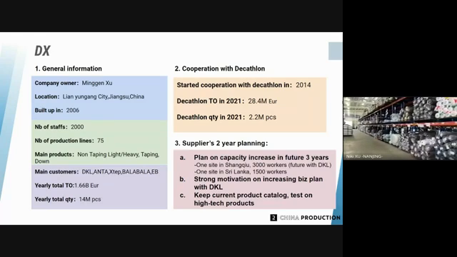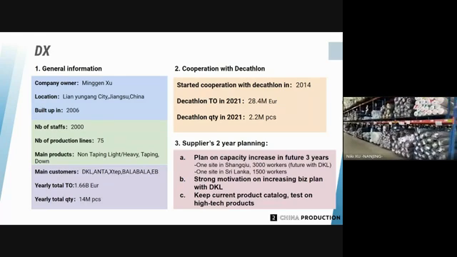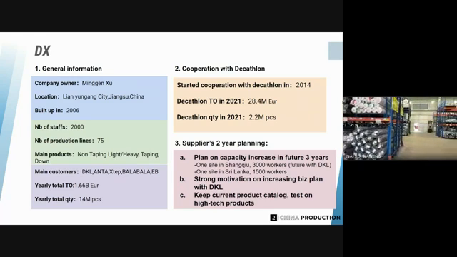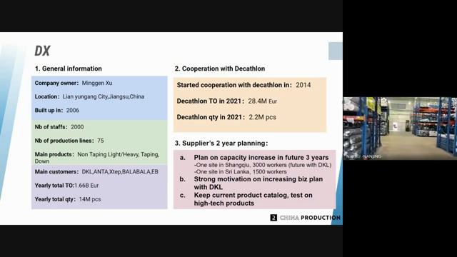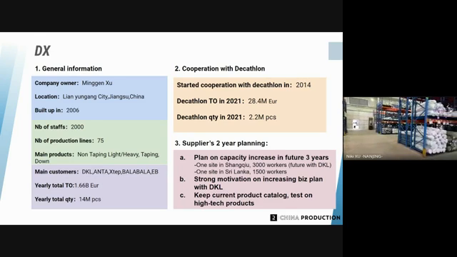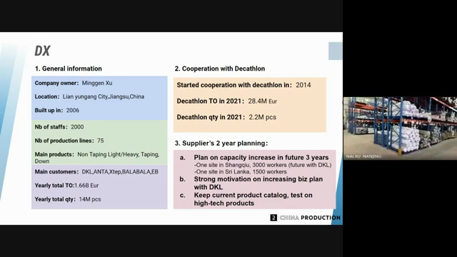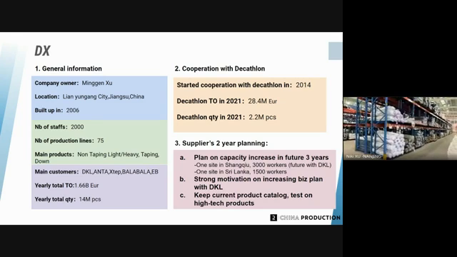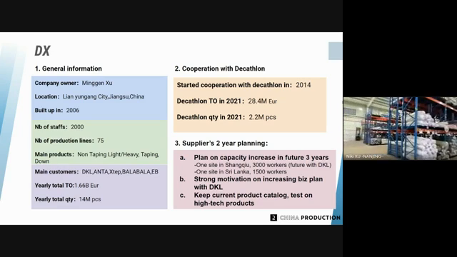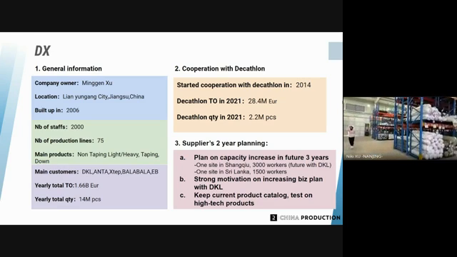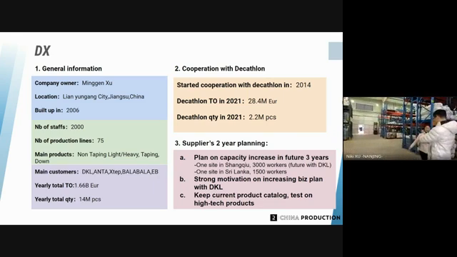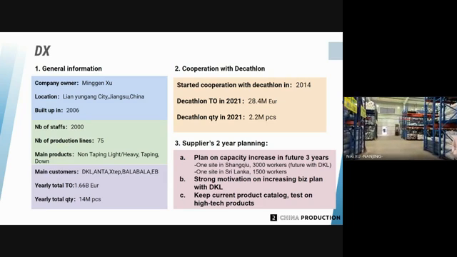For Dongxia's future planning, firstly, it's about the capacity increase. Dongxia plans to increase their capacity in 2 sites, one in China, another province, Shangqiu, for 45 production lines and 3,000 workers, and 1 site in Sri Lanka for other customers. And Dongxia has strong motivation to increase the business plan with Decathlon. And for product typology, they want to keep the current product catalog and test more on high technical products. So this is the summary for Dongxia.